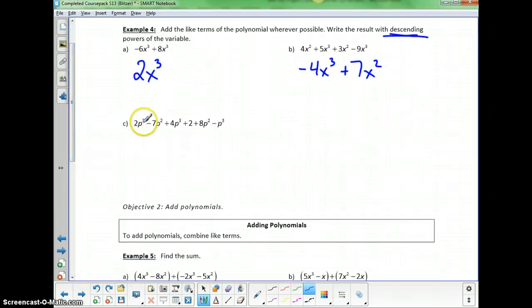Okay, looking for the highest power here, I see some 3's. So 2p cubed plus 4p cubed is 6p cubed, minus 1p cubed is 5p cubed. P squareds, negative 7 plus 8 will be plus 1p squared, and plus 2. That constant term is just going to stay on the end right there. Constants are always last when I write things in descending order.